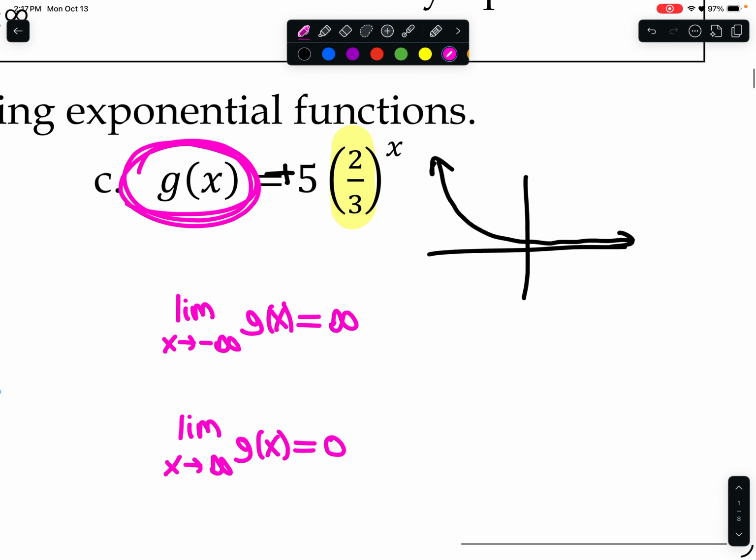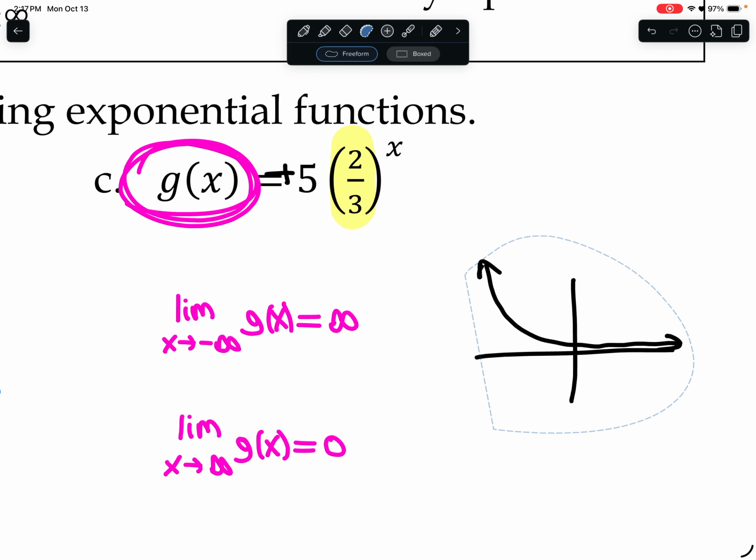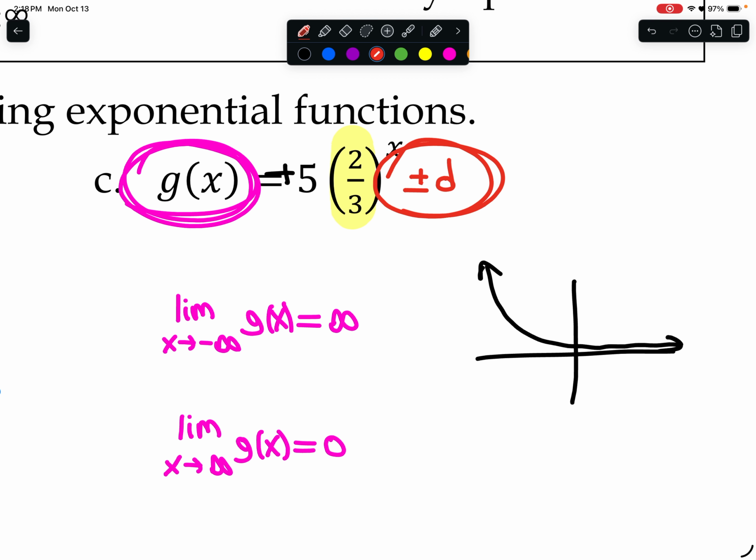Now, a common question I get is, how do I know what the horizontal asymptote is? Well, based on transformations, that is going to be the value that is either being added or subtracted at the very end. So this would be your horizontal asymptote. Like if I was adding 5, then I'd have a horizontal asymptote of 5. If I was subtracting 3, then I'd have a horizontal asymptote at -3. So it's whatever that vertical shift is.